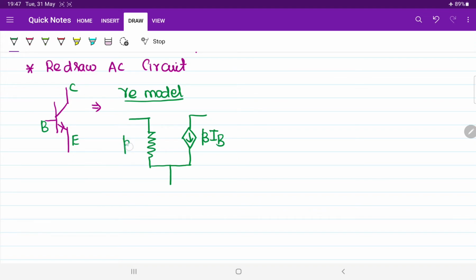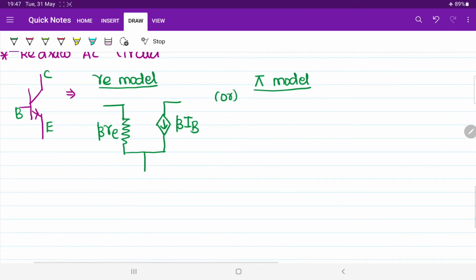Here this is defined as beta times of RE. In case of RE model, this is how we are drawing the equivalent circuit for the transistor. I told you there will be another model. The another one is, no sir, I don't want to go with this procedure. I would like to go with the pi model. So you can also redraw the circuit in terms of pi model. So always while doing the AC analysis, simply replace the transistor by pi model also.